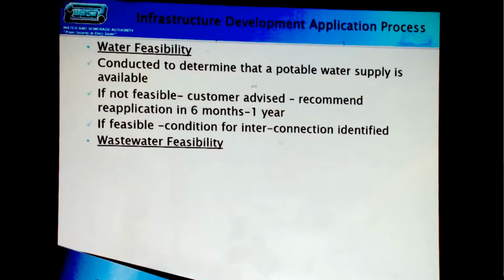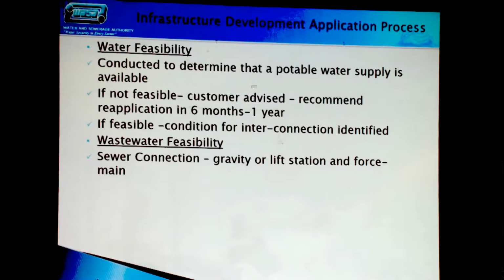We also do our wastewater feasibility. And these are the preferred options that we have. Where a sewer connection is possible, that is preferred. If we have an existing sewer system, we'll ask you to connect to that. And if not, you may be required to establish a wastewater treatment plant. Again, that is subject to the CEC regulations, so you would probably need a CEC in those instances.